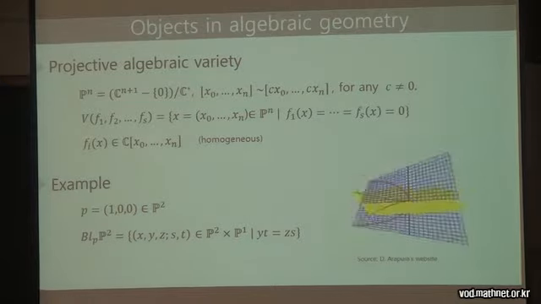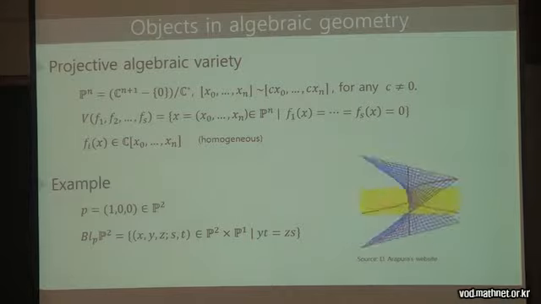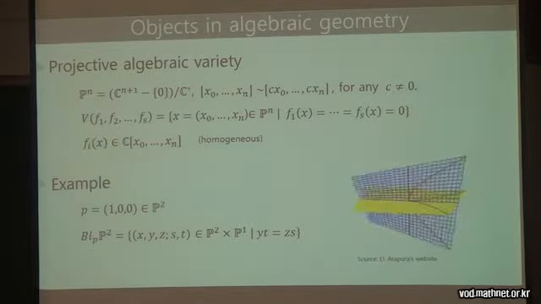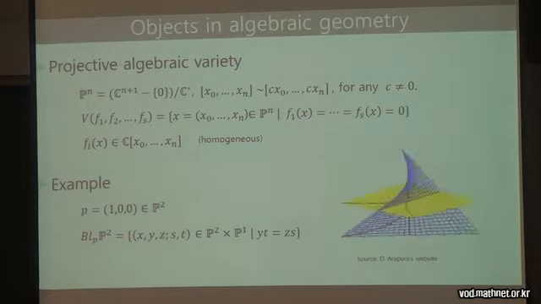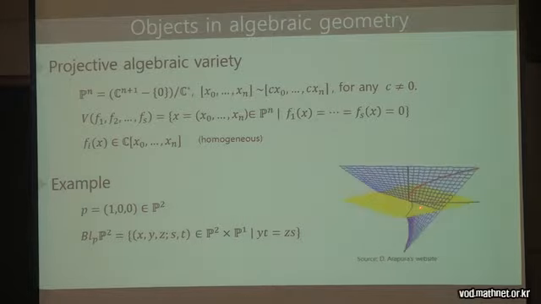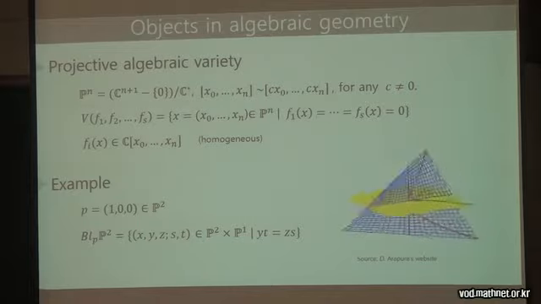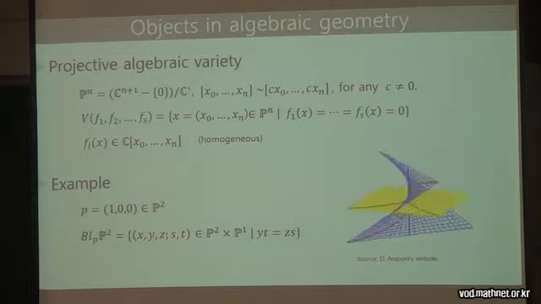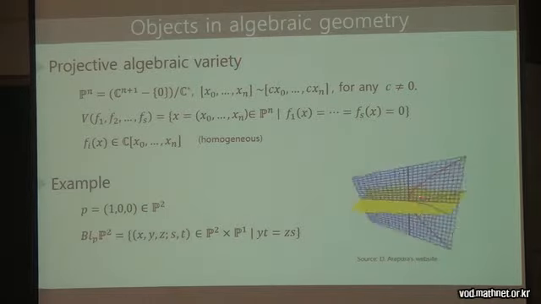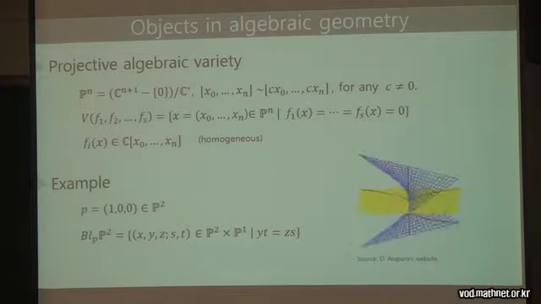So I copied this picture off Donu Arapura's website. And if you see this, I wish that it didn't spin around. But if you look at this picture closely, then you see this cuspidal curve on the yellow plane. And if you use this blow up, then you can desingularize this cusp, and that's the red curve.